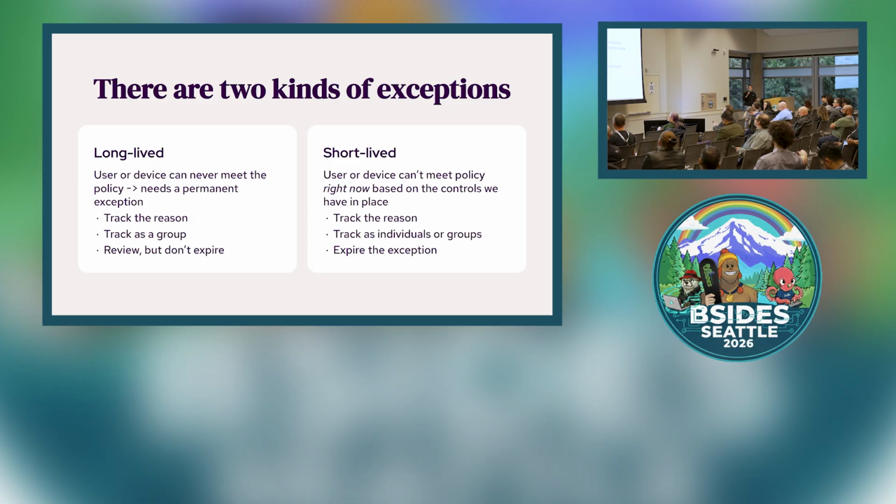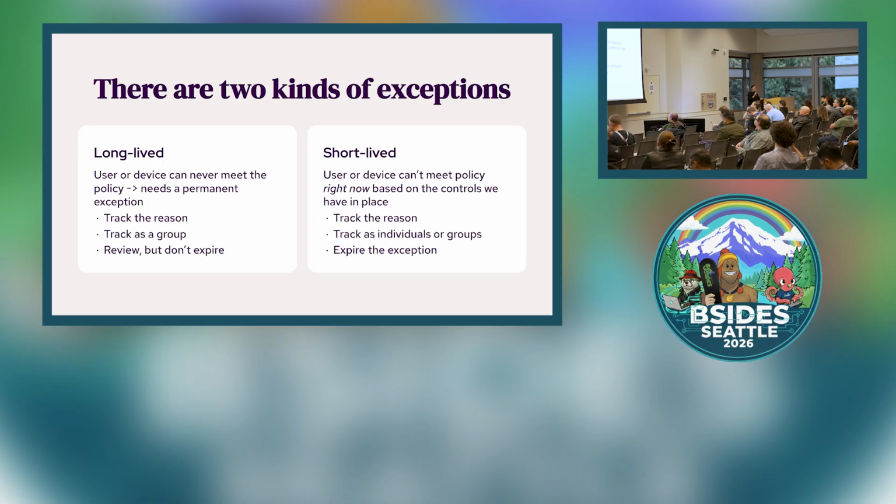Short-lived exceptions are usually a situation where a user or device can't meet your policy right now for some reason. It's often based on a lacking control, like we talked about, but it might be a project that they're currently working on or something that's going to end soon. In that case, you want to again track the reason, track them as individuals or as a group, and automatically expire the exception. Make sure that it's going to go away over time, not get worse over time.